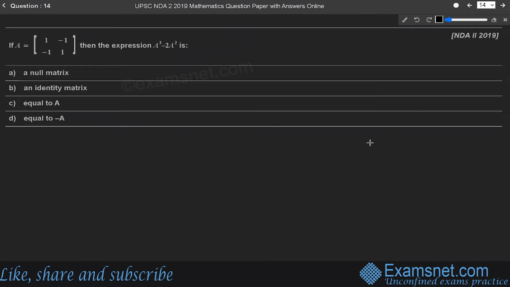Next question is, if matrix A is equal to 1, minus 1, minus 1 and 1, then the expression A cube minus 2A square is. So first let us calculate A square. A square will be A into A.